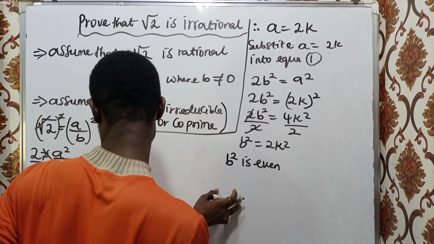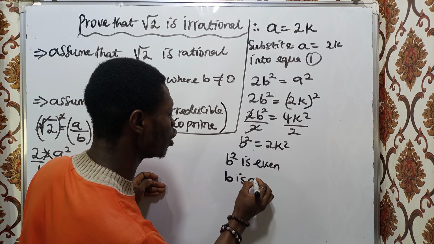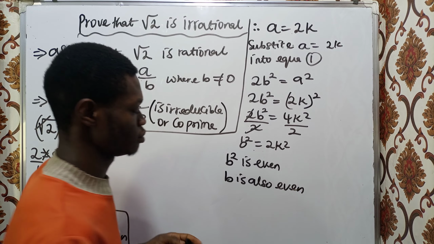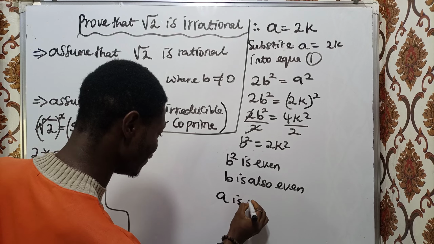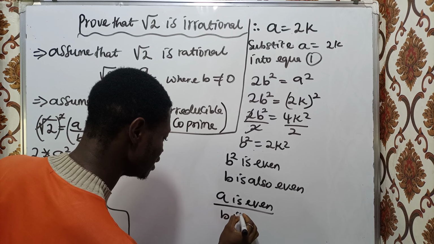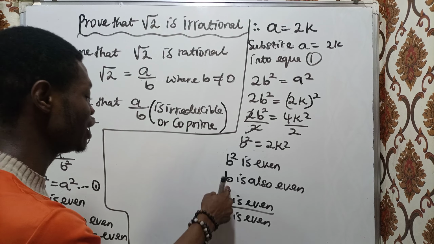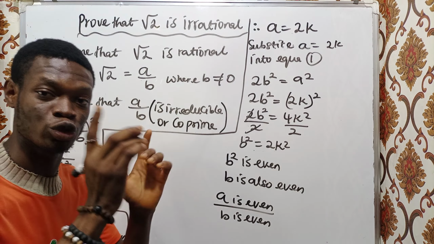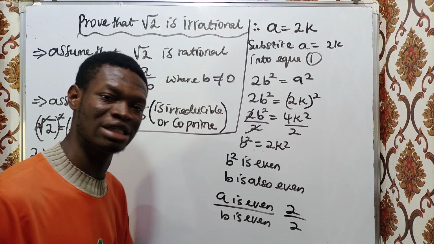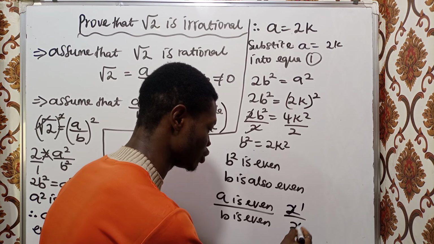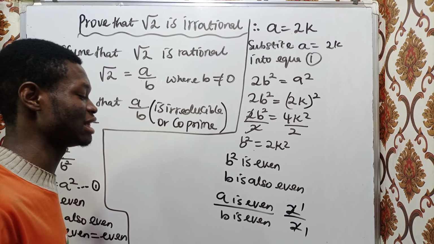And if b squared is even, remember, when a squared is even, a is also even. So when b squared is even, b is also even. Do you see it now? What is this telling us? That a is even and b is even. Do you see that it has contradicted what we said at the beginning, that a over b have a common factor of 1? Any numbers that are even, for example 2 over 2, are reducible: 2 divided by 2 is 1, and it will give us 1. So it is contradicting what we said at the initial time, that it is irreducible.